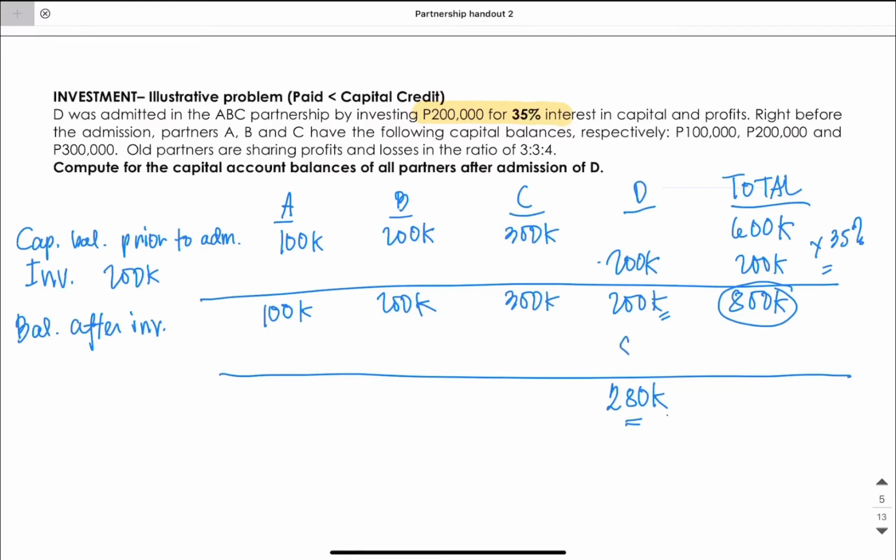As you can see, the amount paid is less than the capital credit of this new partner. Again, the difference will be accounted for as a bonus, but this time it's a bonus from the old or existing partners to the new partner. This bonus again will be distributed in the ratio of 3:3:4, the old partners' P&L ratio.